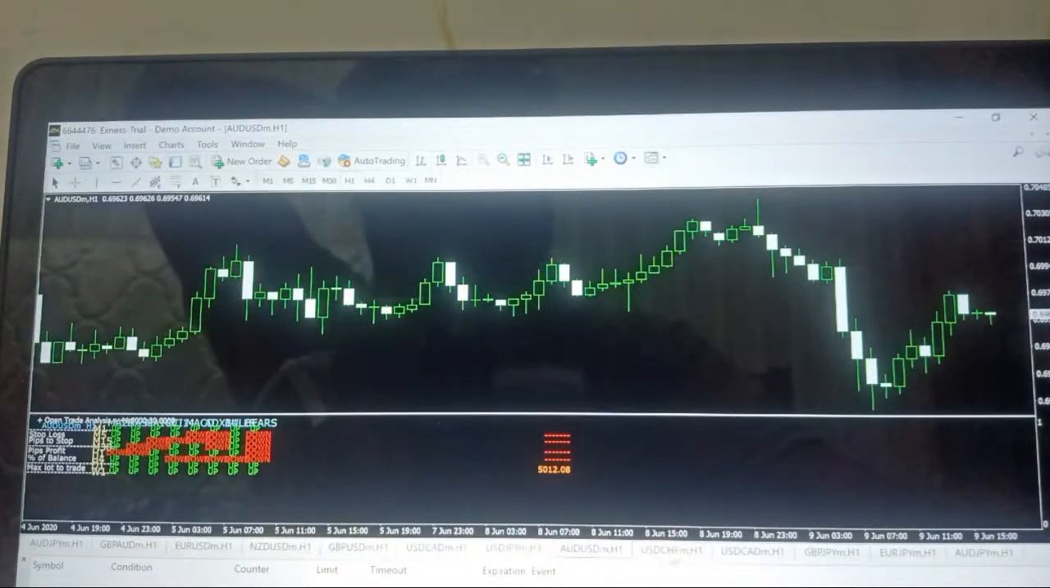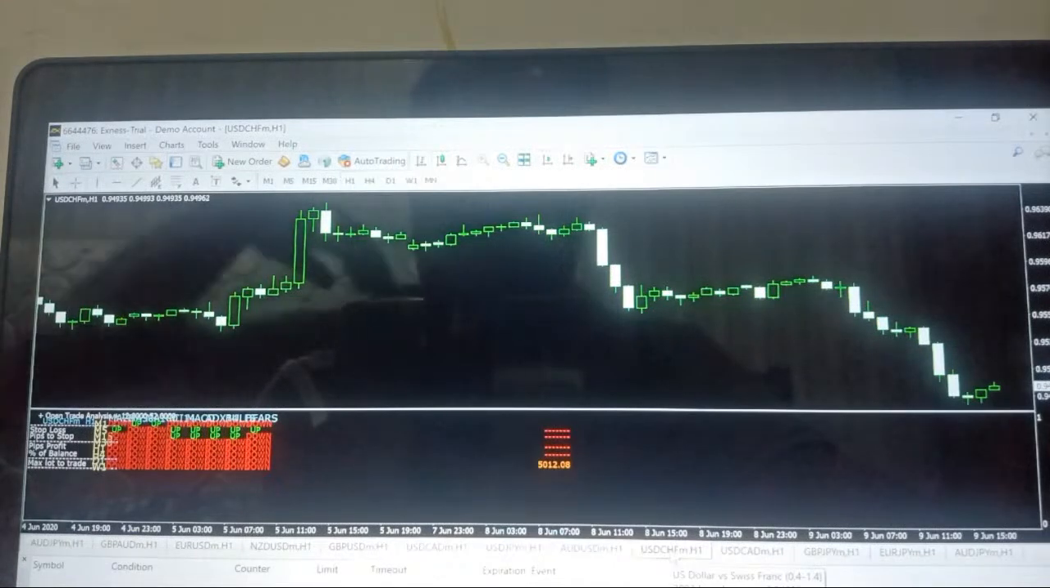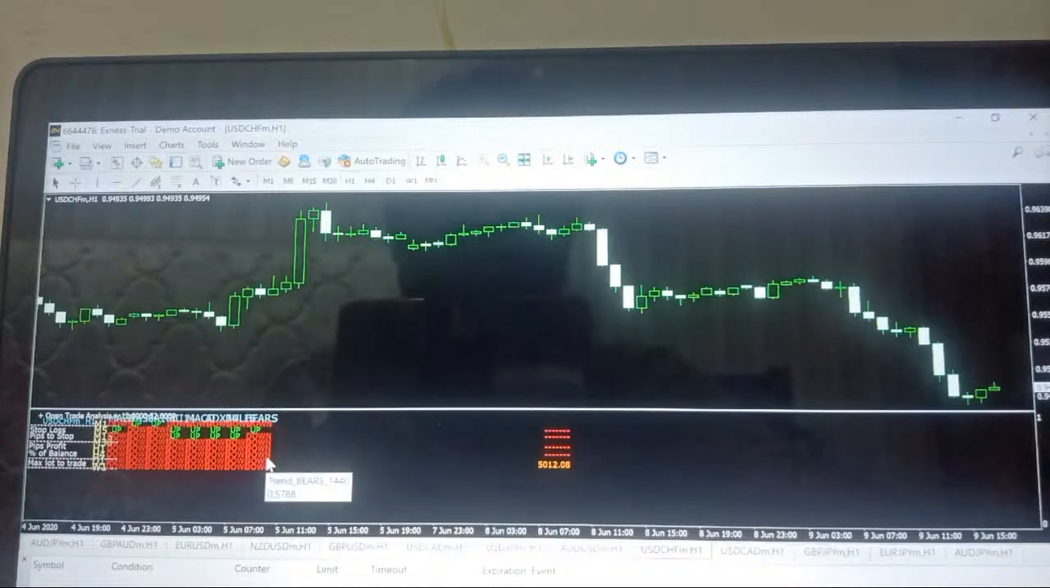Okay, what next is USDCHF. So guys, very, very simple and very, very important. Look at this. Almost 90% of the data is in the red color, which is showing you that the market can go in the downward direction.